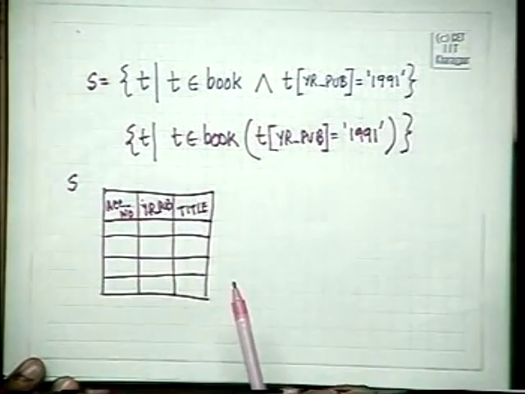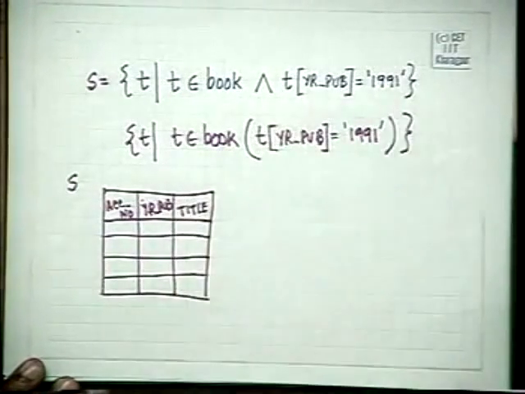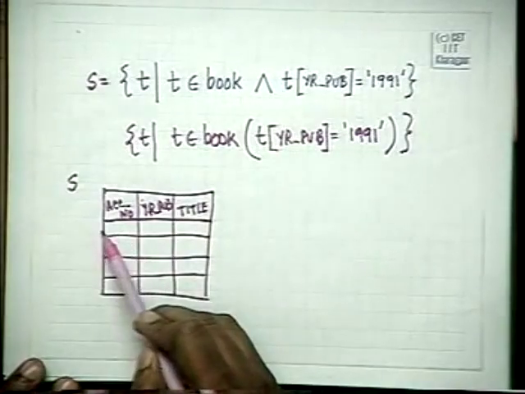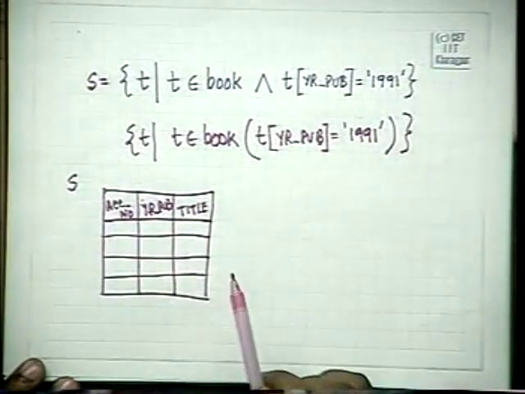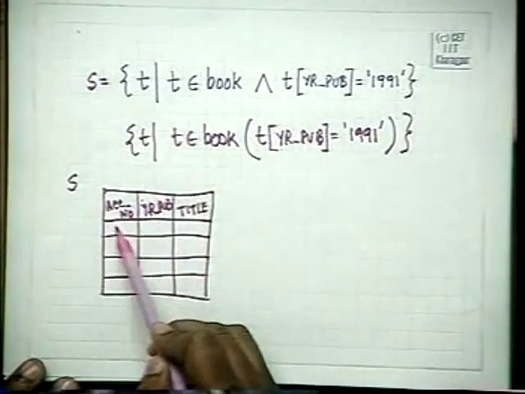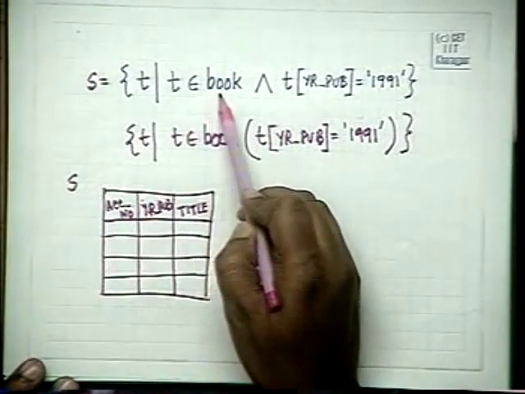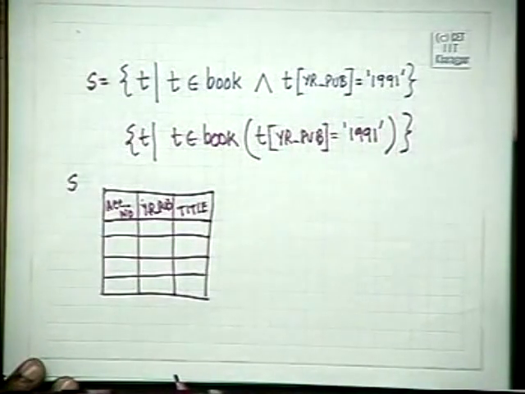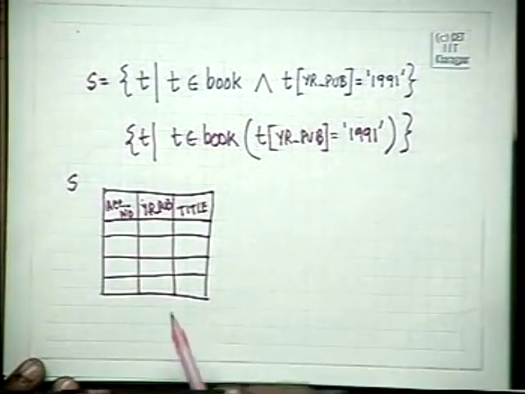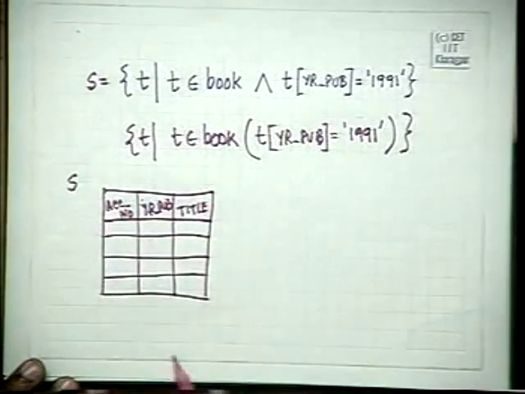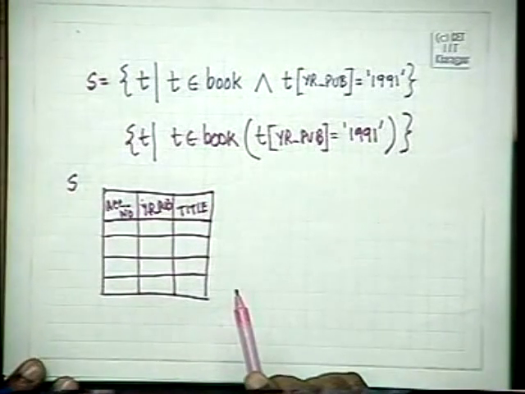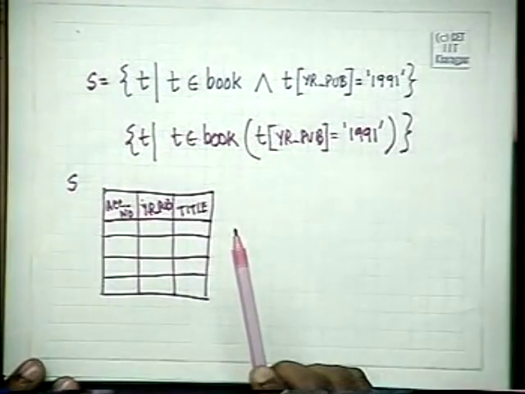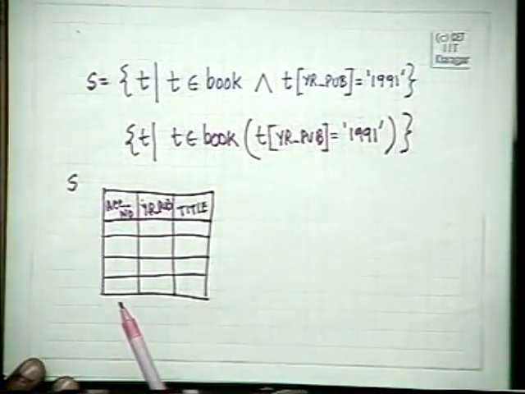Now, what are the tuples? For every tuple in S, this relation must be true. So, if there is a tuple in S, for that tuple T must be an element of book and year of publication must be 1991. So, that way we will be able to obtain in the new relation S the set of tuples which are those books which are published in 1991.